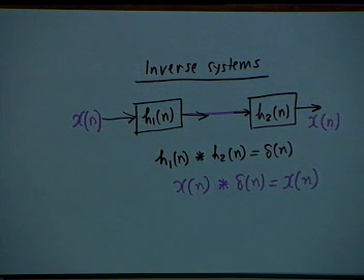Right? You write that summation equation, it exists only for n equal to 0, and therefore you get x of n star delta n equal to x of n. So two systems h1 and h2 are inverses of each other if their convolution gives rise to a unit impulse function delta n. Let us take an example of an inverse system.